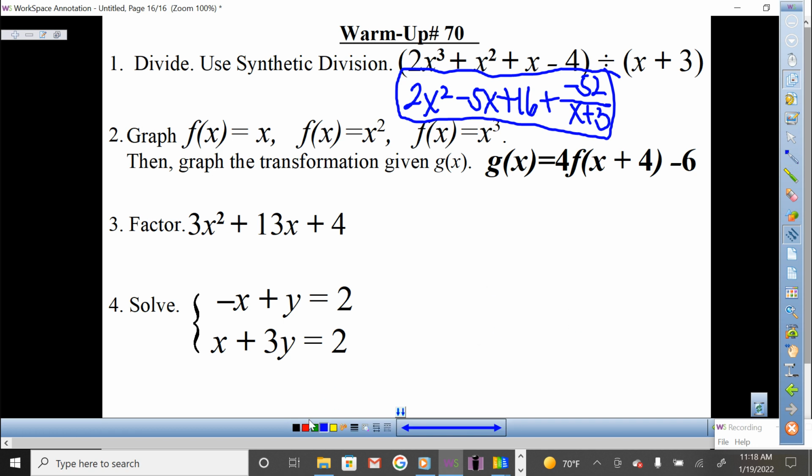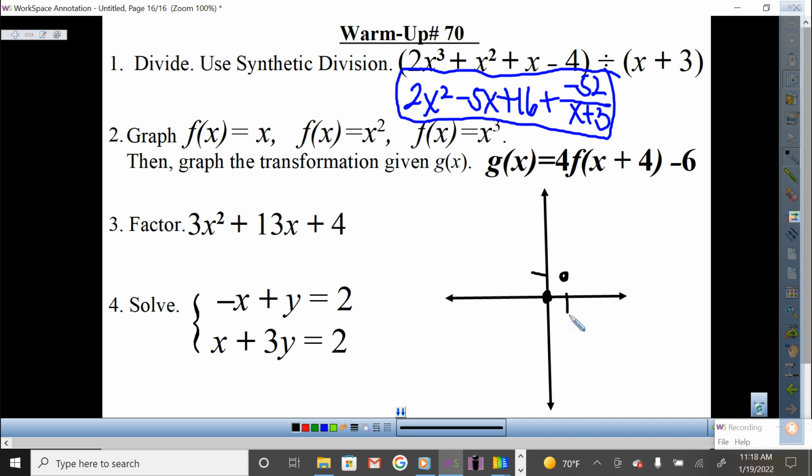Number 2. For number 2, remember that there's 2 points that all functions go through: 0, 0, and 1, 1. We need this 1, 1 in order for us to do the stretch or compress. What is the 4 going to do? It's going to stretch the original functions. So instead of having 1, 1, now it's going to be what? 1, 4. So now my 2 points, once it stretches, 0, 0, and 1, 4. So now we're going to take those 2 points and move them according to this. Tell your neighbor where they're going to move, please.